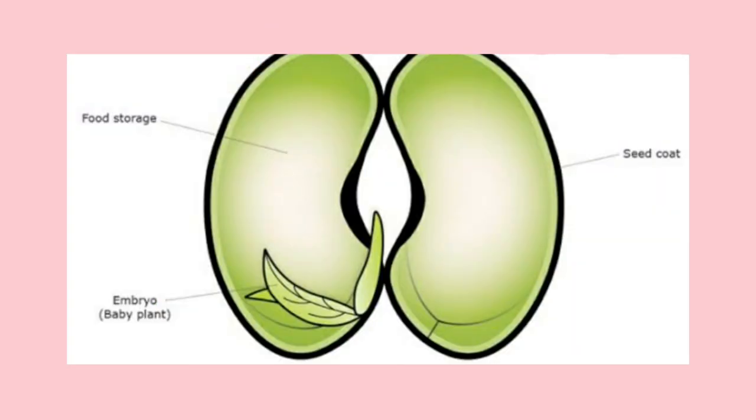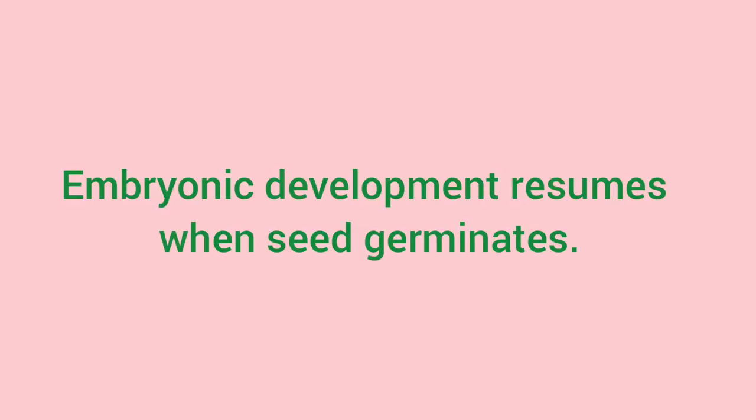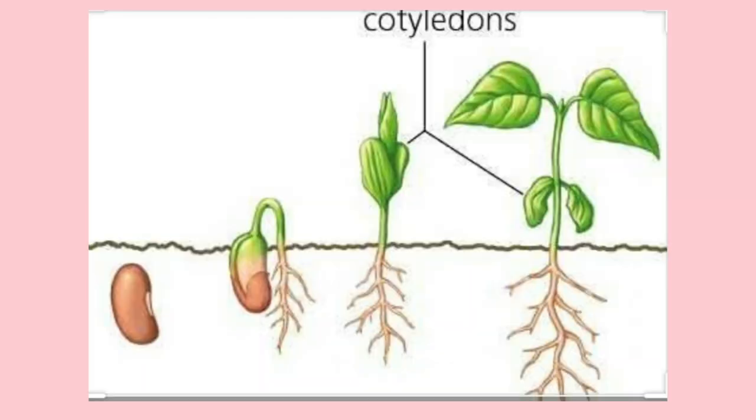As embryo and cotyledons enlarge, they become crowded inside the developing seed and are forced to bend. Ultimately, the embryo and cotyledons fill the seed, at which point the seed is ready for dispersal. Embryonic development is suspended after some time. Growth resumes only when seed germinates. The developing seed will rely on food reserves stored in the cotyledons until the first set of leaves begin photosynthesis.